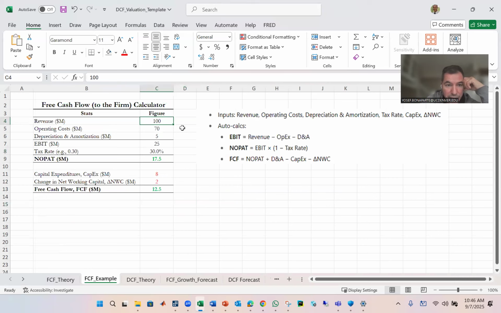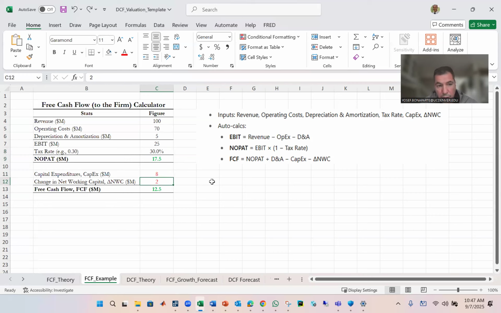Suppose the company revenue is 100, operating cost is 70, depreciation and amortization 5. So the EBIT will be 100 minus 70 minus 5, and that would be 25. If there is a tax rate of 30% or 20%, whatever it is, then the NOPAT will be 17. If you make it lower, for example 0.2, then you will have a higher number, 17.5. And then the capital expenditure is 8.